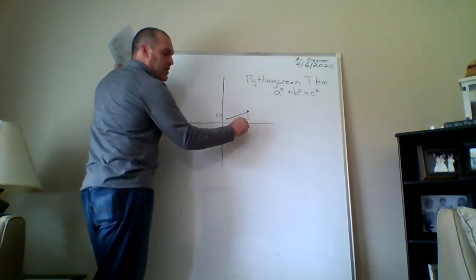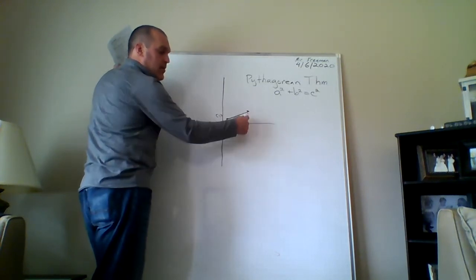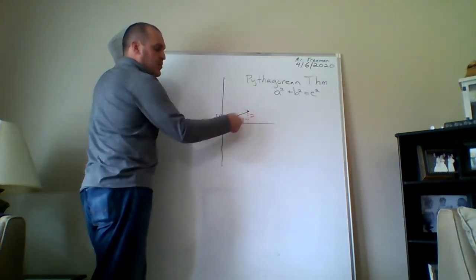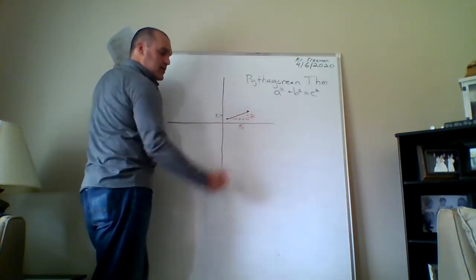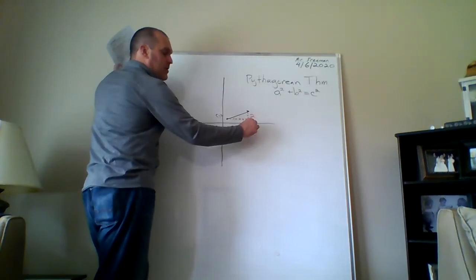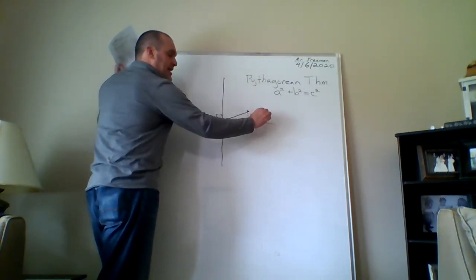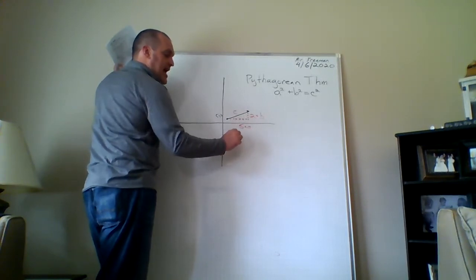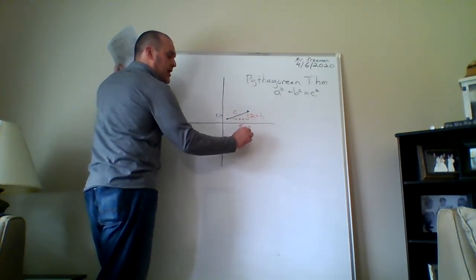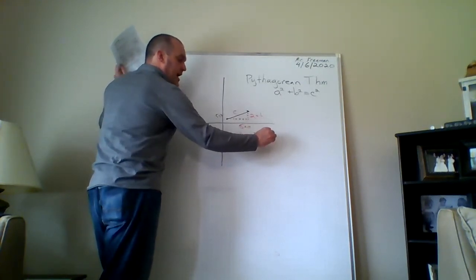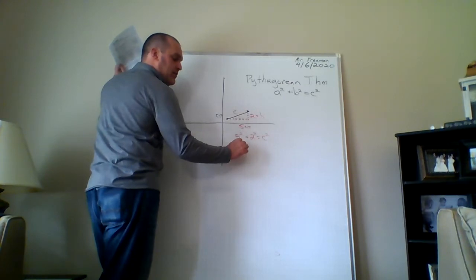I went over 5, and I went up 2 to get from this point to this point. Now this kind of looks like a triangle, I hope, right? So this could be my A, this could be my B, and this could be my C. If A is 5, I would say 5 squared. If B is 2, I can say 2 squared. And that equals my C squared.